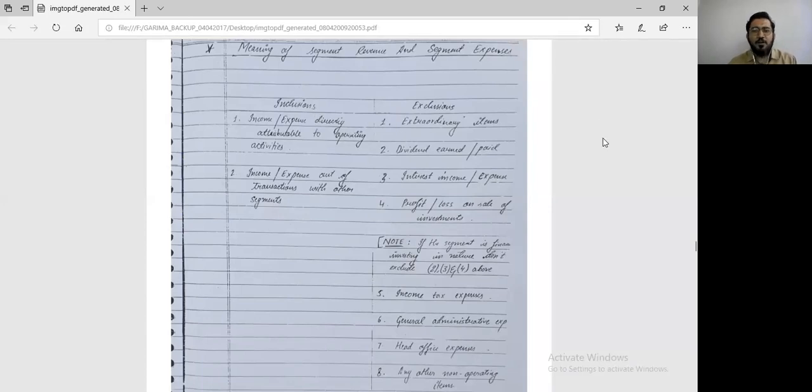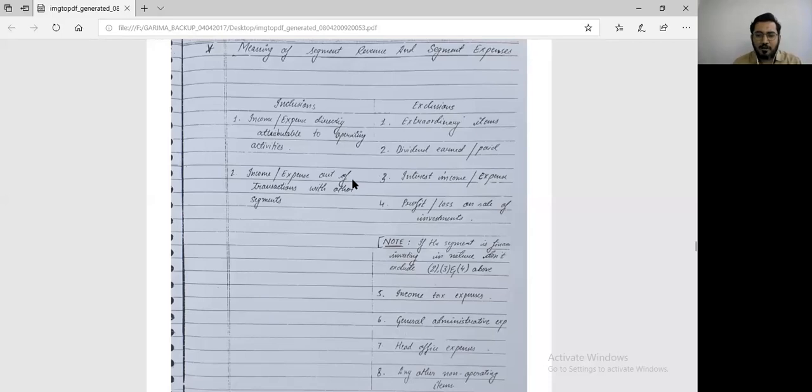On the other hand, what will be excluded from segment revenue and segment expense? So extraordinary items will always be excluded from segment revenue or segment expense. Any dividend earned or dividend paid, if it is other income, it will be excluded from segment revenue and segment expense. Then you have interest income and expense will also be excluded. Then you have profit or loss on sale of investments, that will also be excluded.